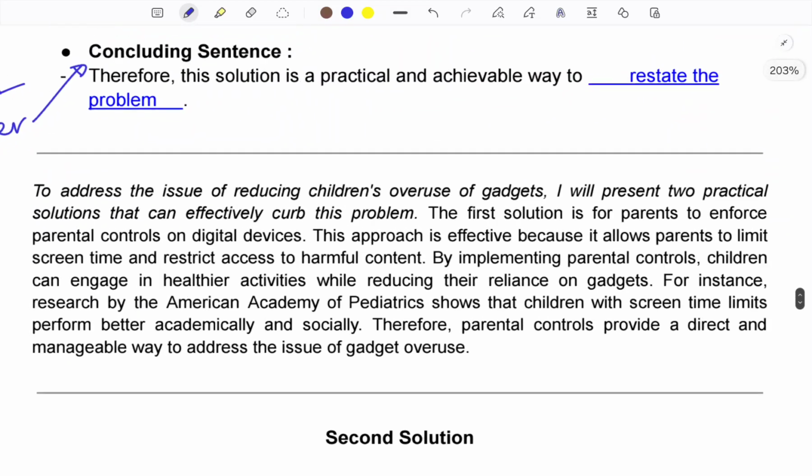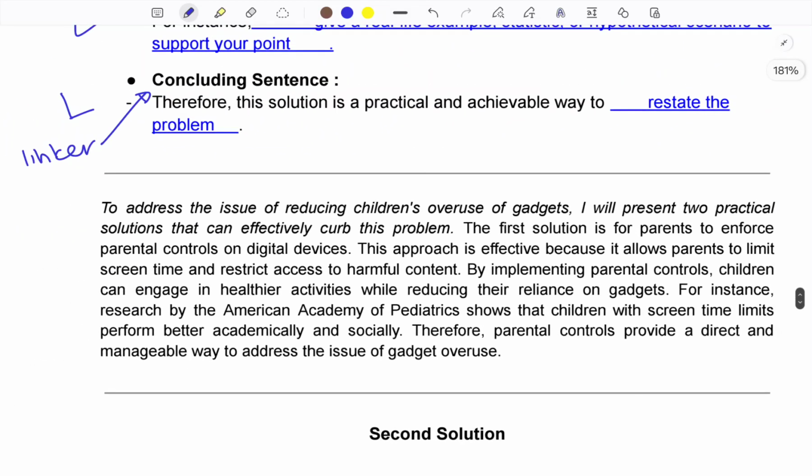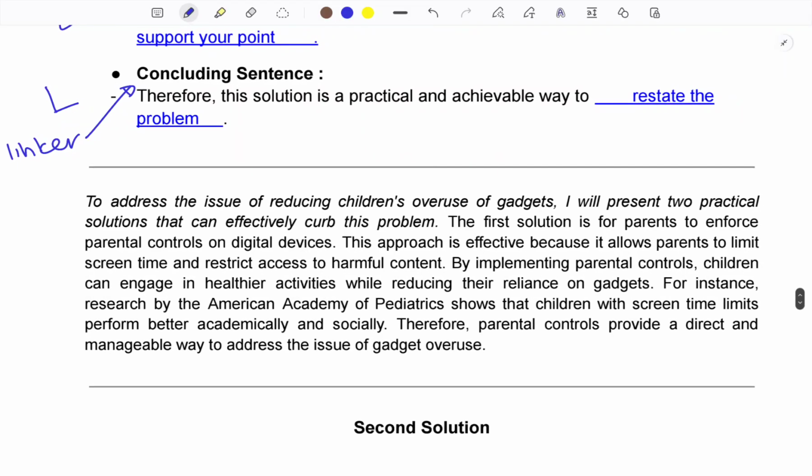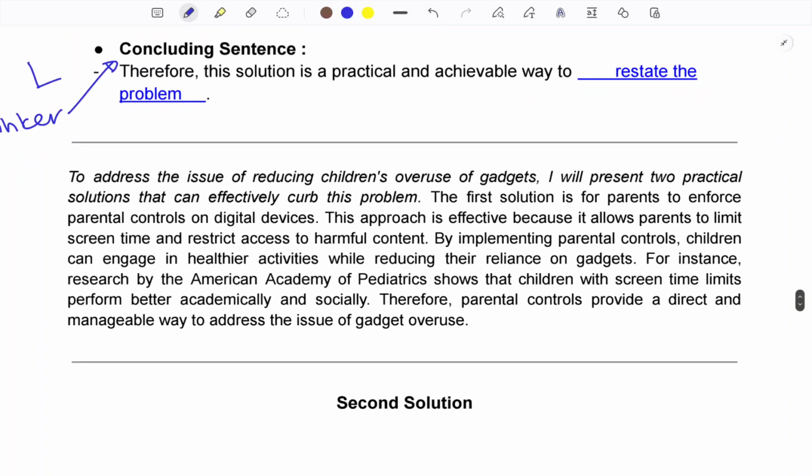Okay, so this is like the example. To address the issue of reducing children's overuse of gadgets, I will present two practical solutions that can effectively curb the problem. The first solution is for parents to enforce parental control on digital devices. This approach is effective because it allows parents to limit screen time and restrict access to harmful content. By implementing parental control, students can engage in healthier activities while reducing their reliance on gadgets.